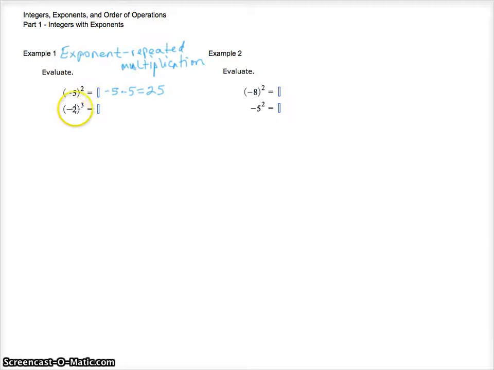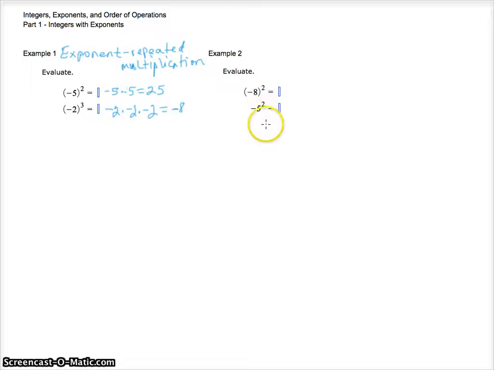Similarly, for -2 cubed, I'm going to have -2 times itself 3 times. Now I'm not multiplying by 3, I'm multiplying it 3 times. 2 times 2 times 2 is 8, and due to my multiplication rules, there are 3 negative signs, so it's going to be -8.